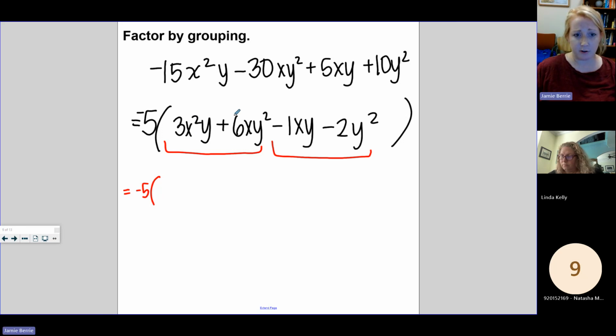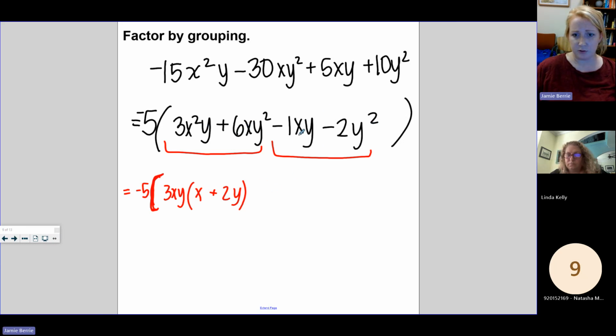Just looking at the first two, they both are divisible by 3, and they both have an x, and they both have a y. So I'm going to make a big parentheses. Then I'm going to pull out a 3xy. What's left over here would be x. Here it would be 2 and a y. So here I'm just dividing by 3xy.